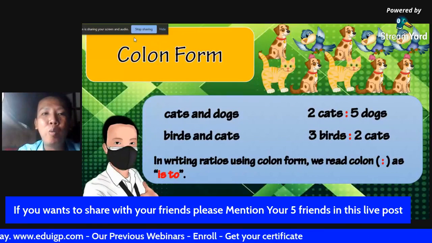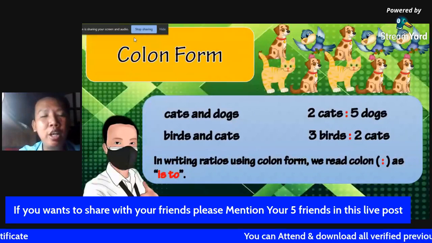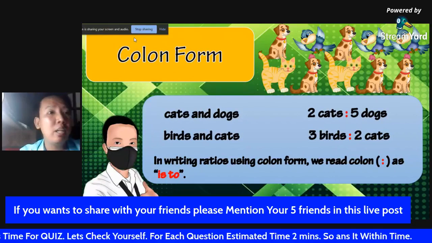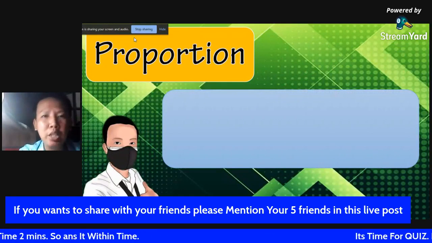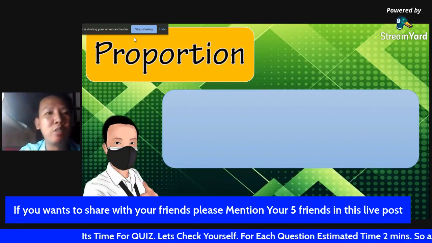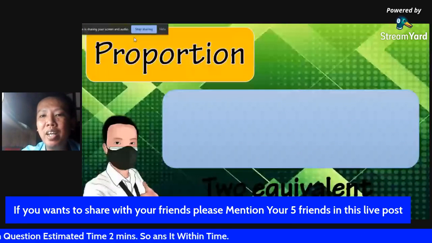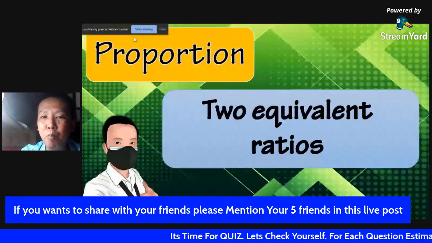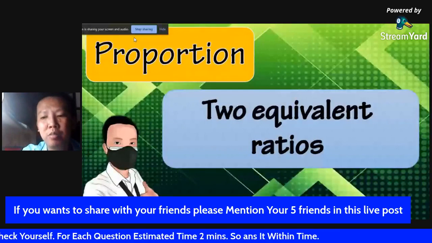So always remember that we can write ratio using first the number phrase, second using the fraction form, and third using the colon form. Any question? Okay, thank you. Now let's proceed with proportion. So a while ago we talked about what is ratio, the parts of ratio, and the three ways on how we are going to write ratio. This time, let's talk about proportion. So proportion means two equivalent ratios. So still we are comparing numbers or quantities. But in this case, in proportion, two equivalent ratios. So they should be equal so that we can call it proportion.